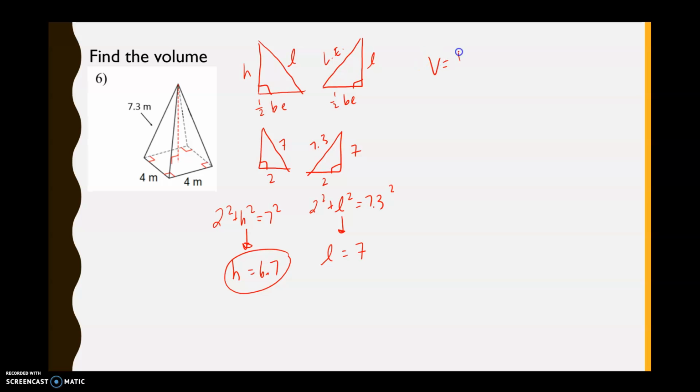So my volume is equal to 1/3 big B H. So 1/3 big B, the area of your base. So 4 times 4 is 16, times my height. And the height I just found to be 6.7. So when I multiply all of that together, I get my volume to be 35.7.